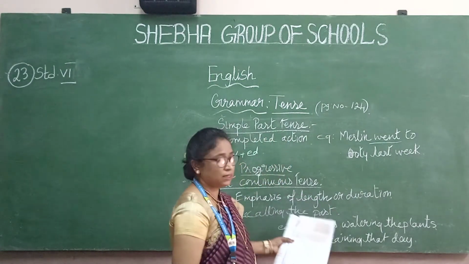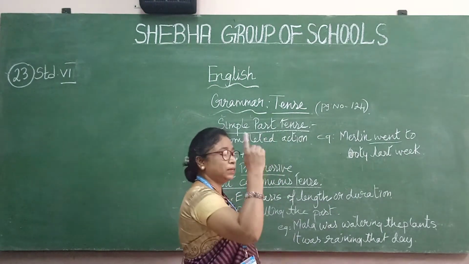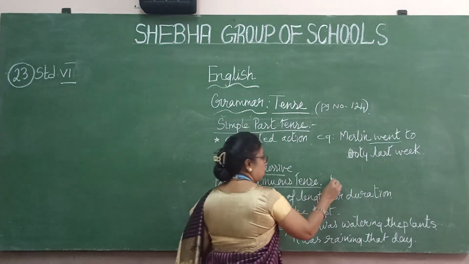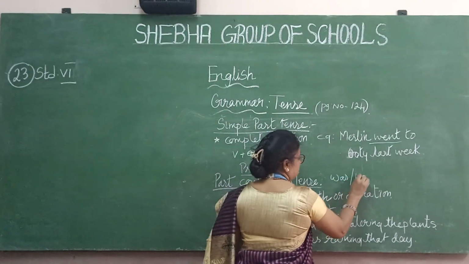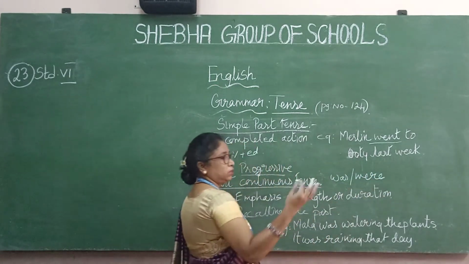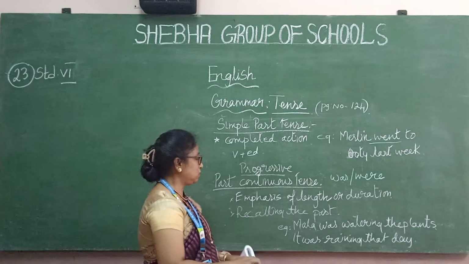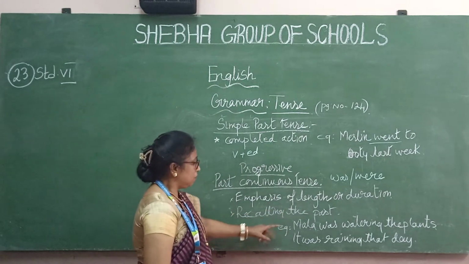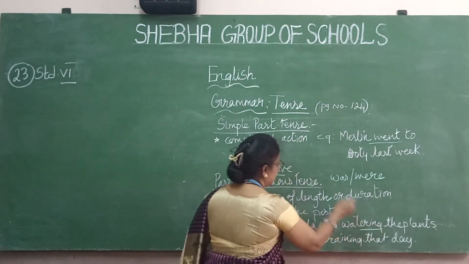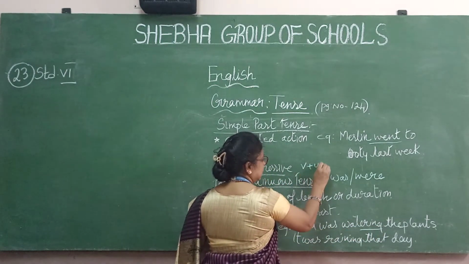Now if I change it to the past tense, what are we going to use? In present tense we use is and are. Remember? Now we are going to use was or were. This is for singular, this is for plural. According to the sentence, you have to change it. Now see the example I have given you. Mala was watering the plants. See the watering. Before, I told you what? Verb plus ing.